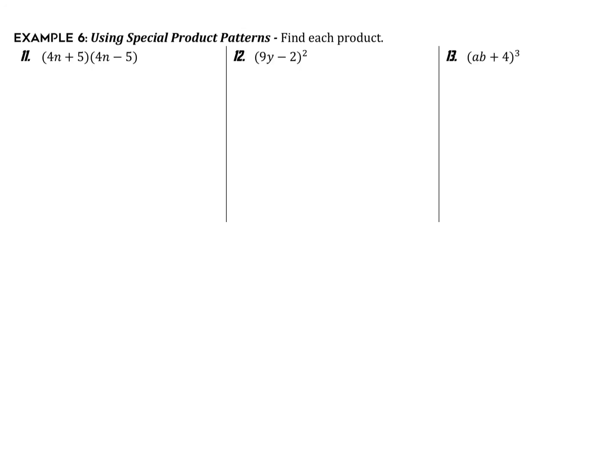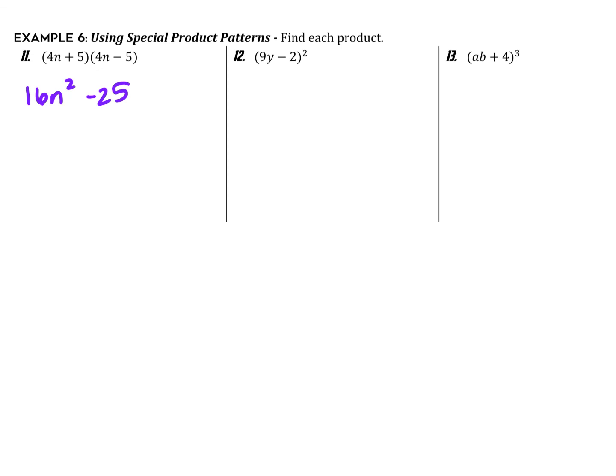All right, here you go. If you recognize the special pattern, go ahead and multiply these out using that rule. If you don't, that's okay. Go ahead and expand it out the long way, and then unpause the video to see how you did. All right, number 11 is the difference of squares. That's going to give me 16n squared minus 25.